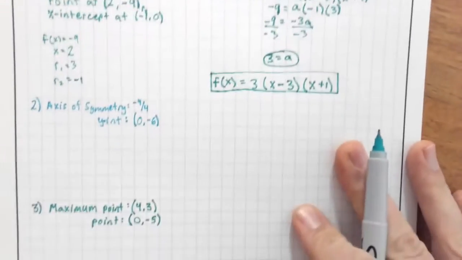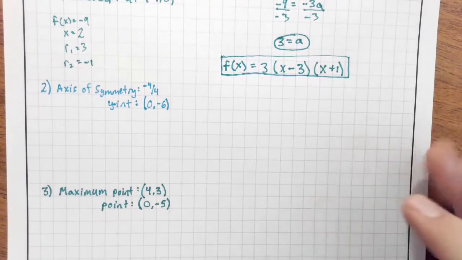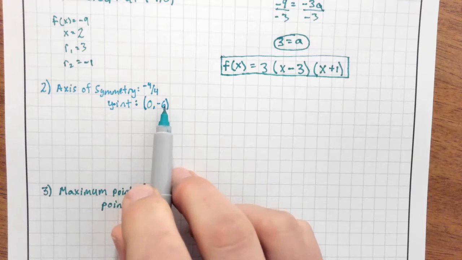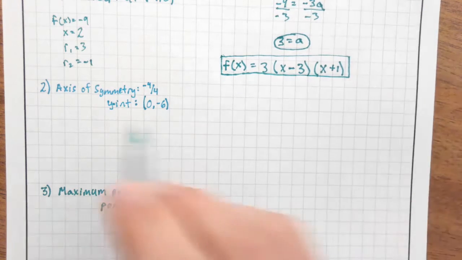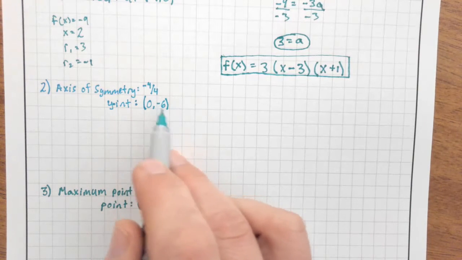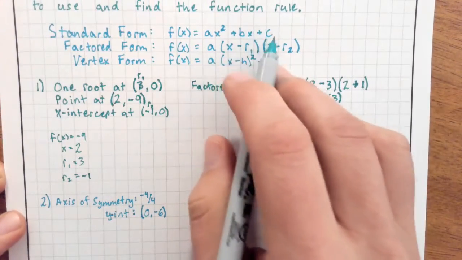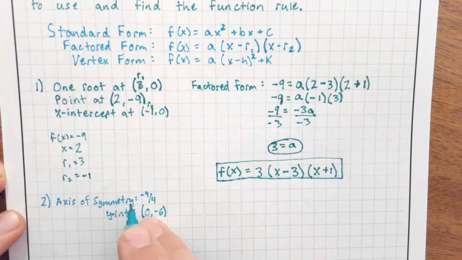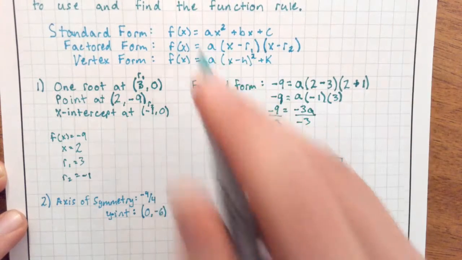All right, let's move on to the next one. Number 2, the axis of symmetry is at -4 divided by 4, and the y-intercept is 0, -6. I think the easiest way to do this one is going to be in standard form. If it's giving you a y-intercept, you know that the y-coordinate is literally just equal to c in standard form. So we've already got this. And given the axis of symmetry, you're going to be able to find the value of b and the value of a pretty easily just by thinking about it.